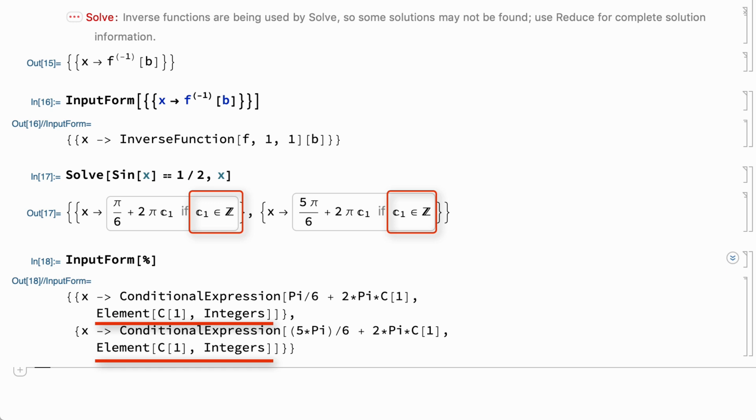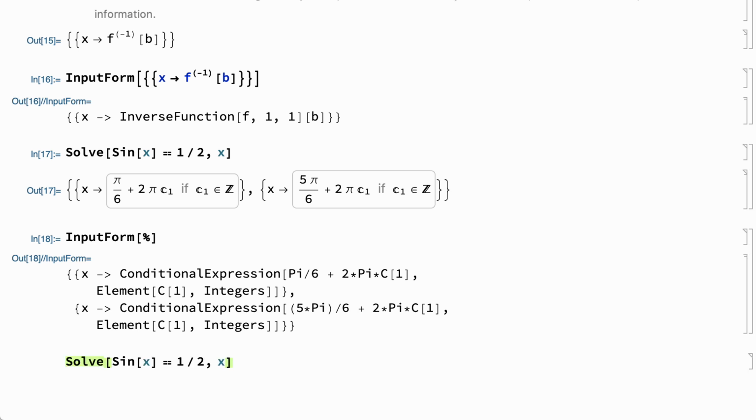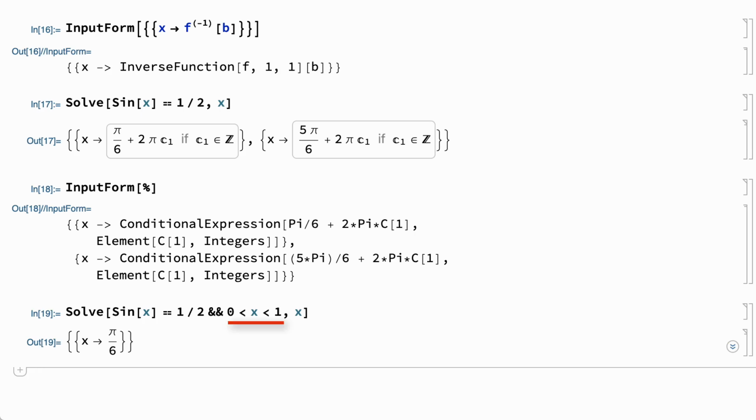The condition here is that the parameter c1 must be an element of the domain integers, and since the number of integers is infinite, this result represents an infinite number of solutions. Here's a modification of that input that includes an inequality to limit the range of x. With that extra restriction, there's only one solution.